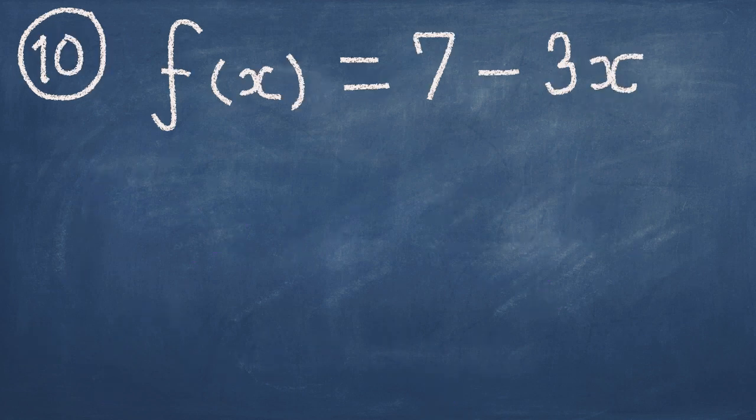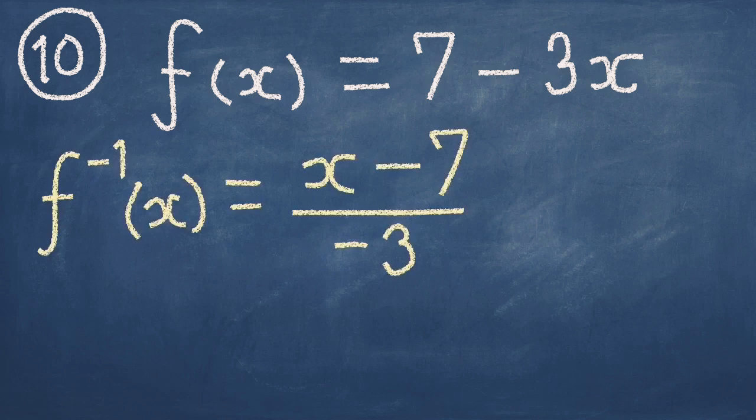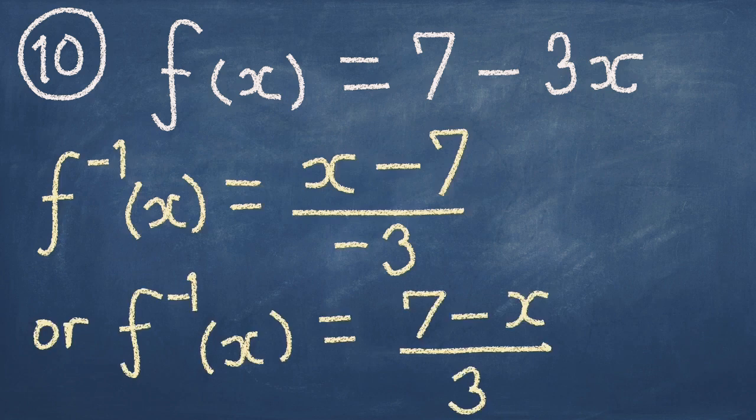Both versions are correct. Alright, last example, we have 7 minus 3x. If you want to do it one by one, bring over 7 becomes minus 7, and then bring over negative 3, so you divide by negative 3 there. So this is the second method. And then positive divided by negative is negative, negative divided by negative is positive, so you can change this fraction to become 7 minus x over 3.